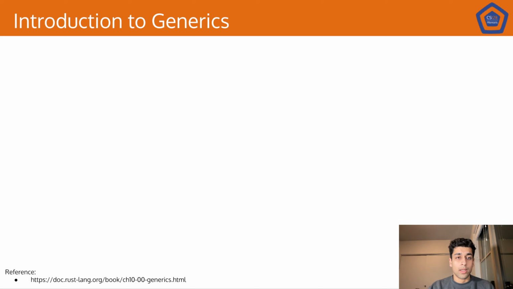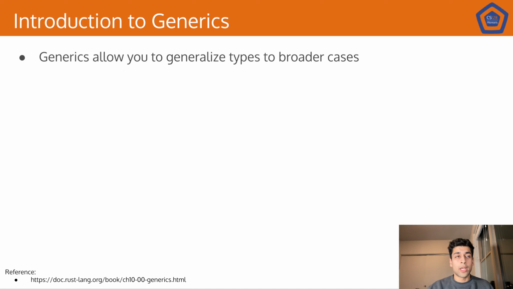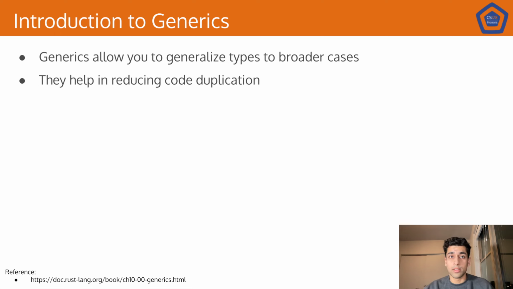Okay, so generics. Generics allow you to generalize your types to broader cases. You've probably seen them in C++, you've probably seen them in almost every other language. You have a container of some type. Rather than writing a vector of ints and a separate class for a vector of strings, or a separate class for a vector of whatever the case may be, you just write one vector class and you generalize this type to all broader cases. They help in reducing this code duplication. You just have one implementation, and the compiler gives you all of these different implementations for free. So you get a vector of integers, a vector of strings, all for free because we have the vector class.